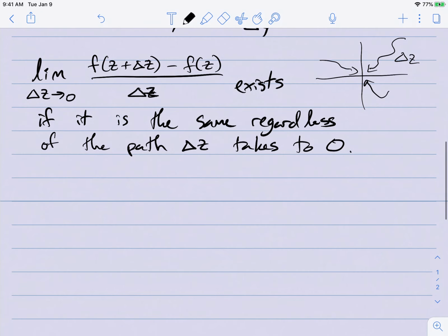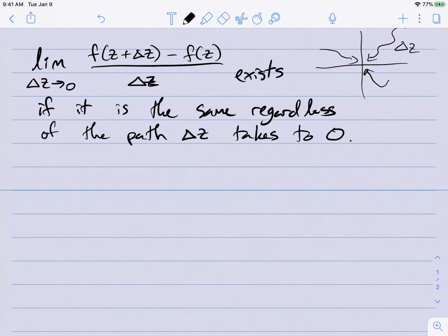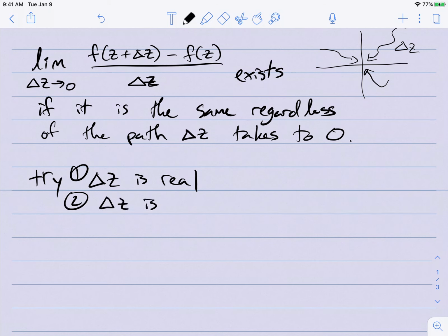And of course, there are the two most common paths to choose. So let's try comparing what happens when we choose two really simple paths. First, delta z is real, with no imaginary part. And second, let's try when delta z is purely imaginary. Remember, delta z is delta x plus i times delta y. So in the first case, delta y is equal to 0. And if delta z is imaginary, that's saying that delta x equals 0.